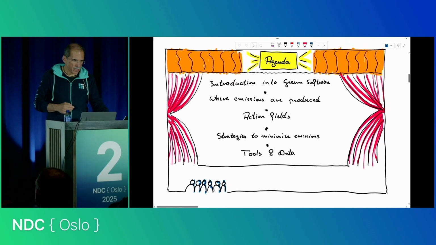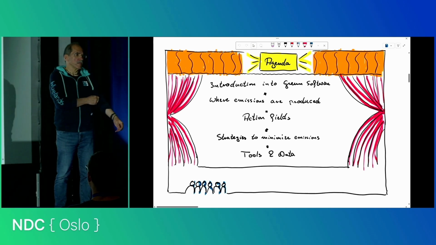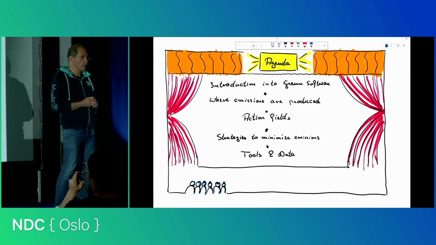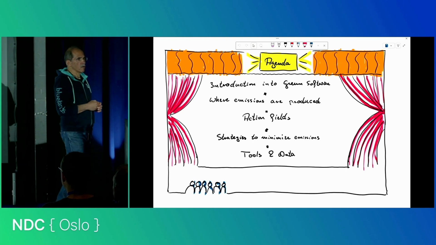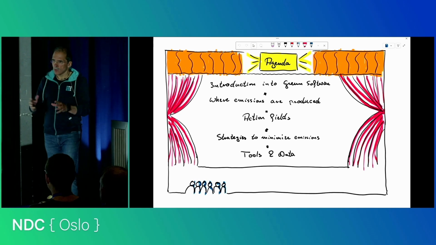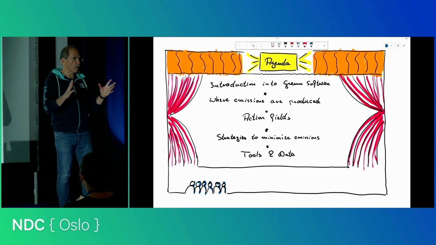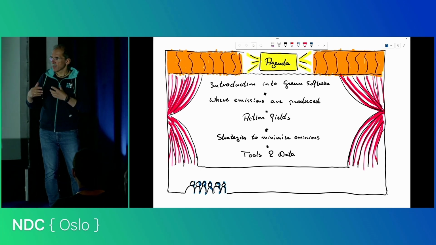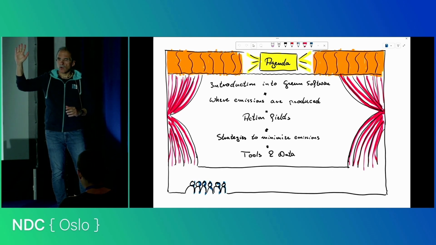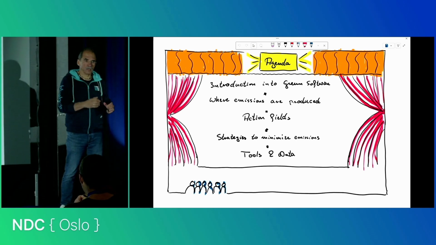So I prepared an agenda: some introductions into green software. What is this? What are the principles? Where are the emissions? What can I do? And what are the strategies? What tooling, data, patterns, and so on. First of all, are you familiar with these principles of green software, hands-on? Okay, cool. And for the others, I try to give an introduction. The focus is on cloud today.